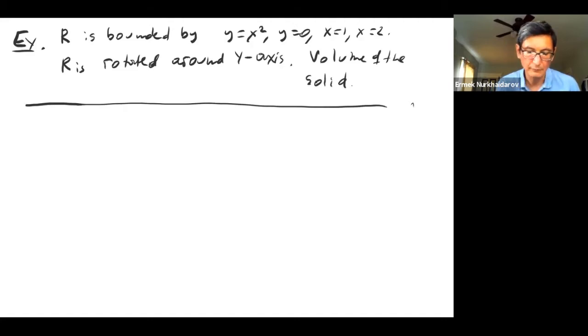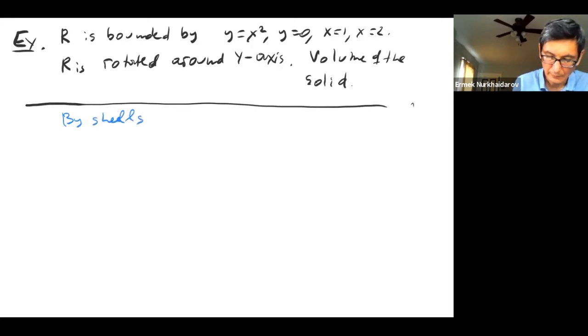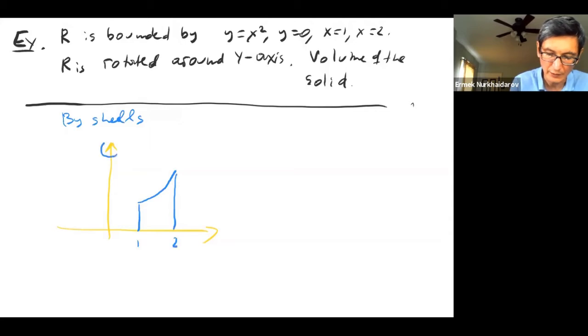I'll do it firstly by shells. So we have our region, y equals x squared, a piece of parabola between x equals 1 and x equals 2, and we're rotating it around the y-axis. Then we almost immediately know the answer.